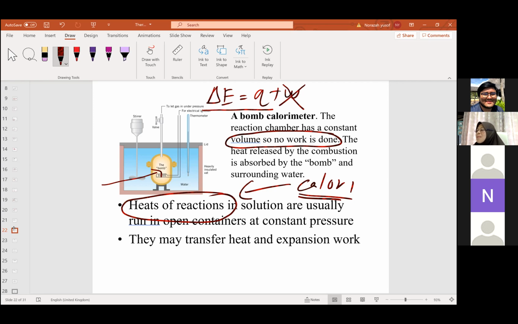So you can see it is heavily insulated, okay? So that there is no volume change. So the heat released by the combustion of that food will be absorbed by the bomb and surrounding water. So this is water. So we can measure how much energy transferred to the water is equal to the energy released by that pineapple tart. Okay, that's how much calorie will be obtained from that.